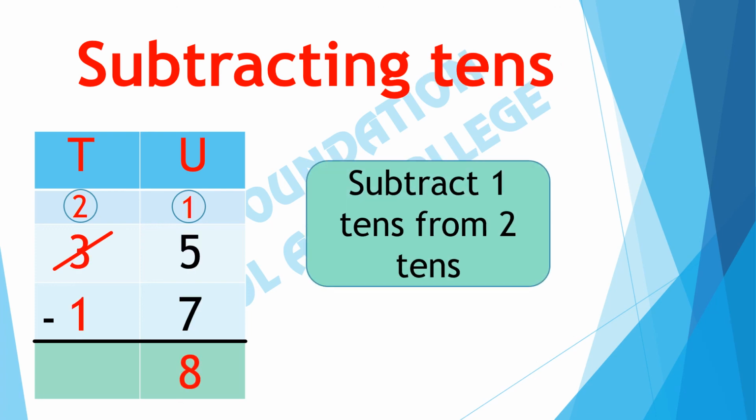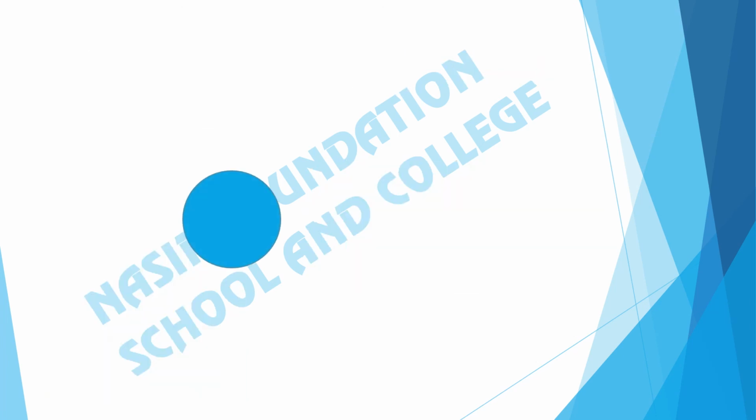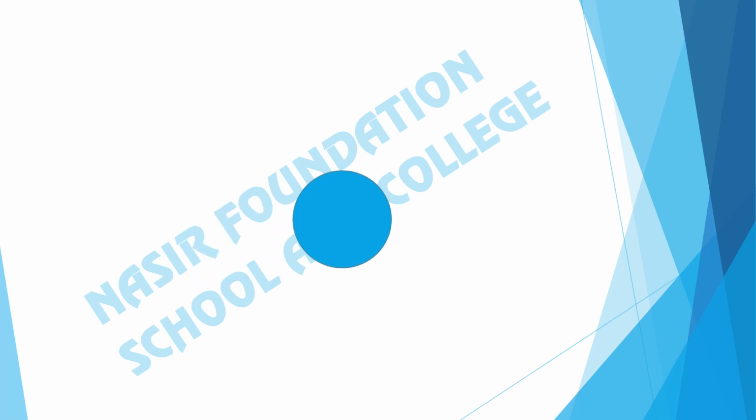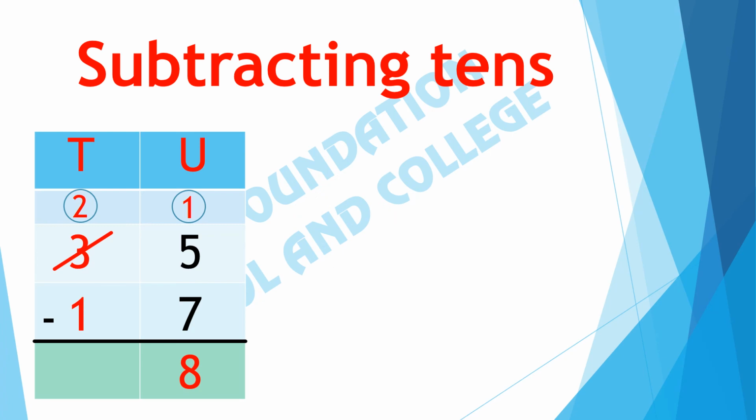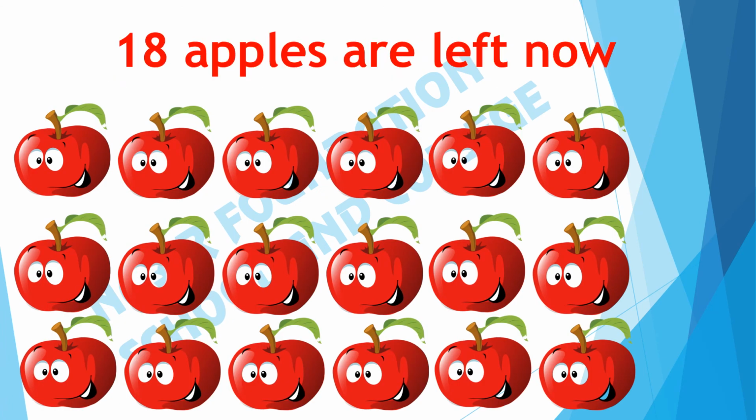So, after the subtraction of units, we will move towards the tens. We have to subtract 1 ten out of 2 tens. 1, 2. Out of 2 tens, if we subtract 1 ten, we are left with only 1 ten here. So, we will write 1 in the tens column. We can say that 18 good apples are left for sale now in the shop.